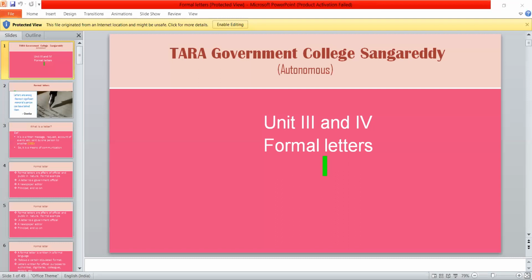The next class we will see all these things, and we will finish the class as only 3-4 minutes are left over. We will try and complete in the next class. Is it okay? We will see and complete the class in the next class. Tomorrow we will complete the class of formal letters. Okay.